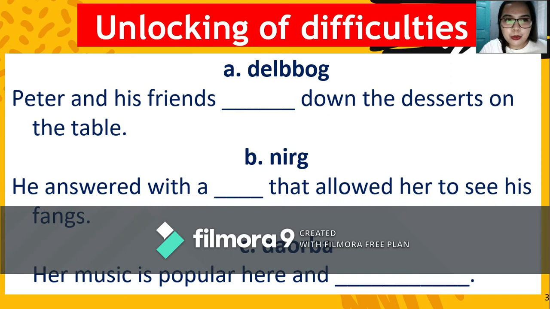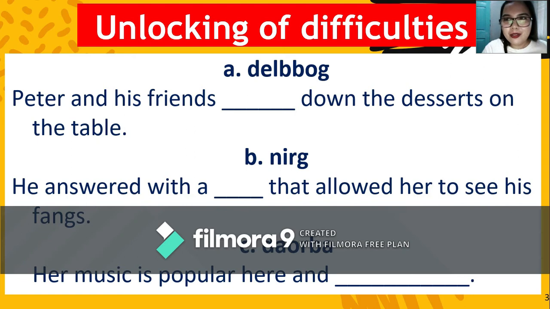Number two, we have he answered with a blank that allowed her to see his fangs. The jumbled letters are N, I, R, and G. Third is her music is popular here and blank. The jumbled letters for number three are D, A, O, R, B, and A. I'll give you like 3 minutes to answer.